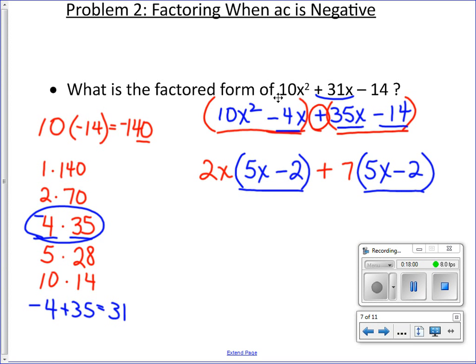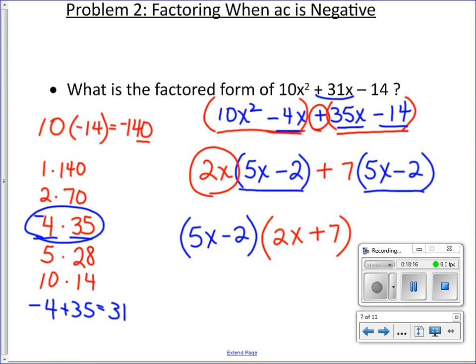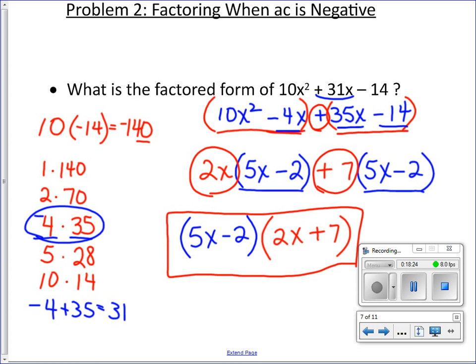So one of our factors of the trinomial is going to be 5x minus 2. And our second factor is going to be what we have in red, 2x plus 7. All right, and that's taking this 2x and plus 7. And once again, here's our answer, and you could use FOIL to check it and make sure that you get the original polynomial.